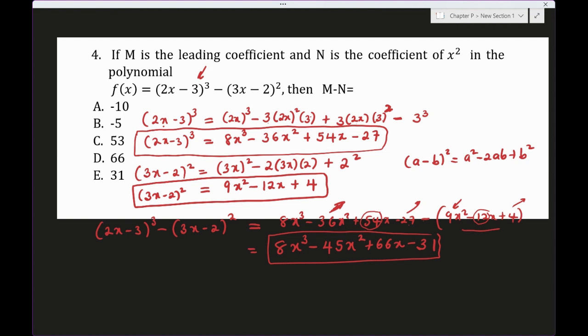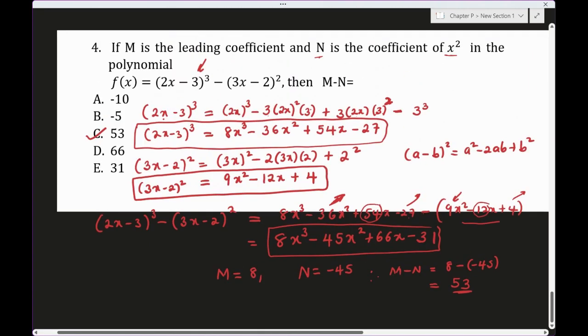So to answer the question now, we want to find the leading coefficient, which is m. So it means that m is going to be 8. And what is n? n is the coefficient of x squared. So n is going to be minus 45. And so therefore, if you do m minus n, we will have 8 minus minus 45, and this should give us 53. So we have C to be the answer.